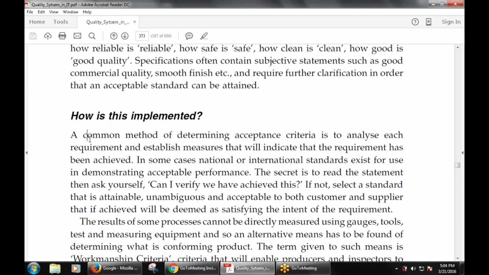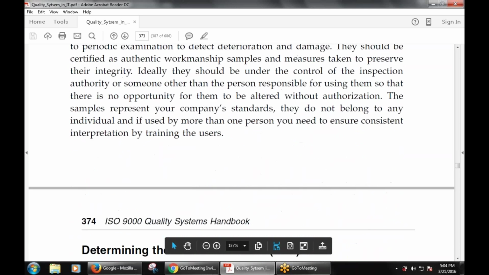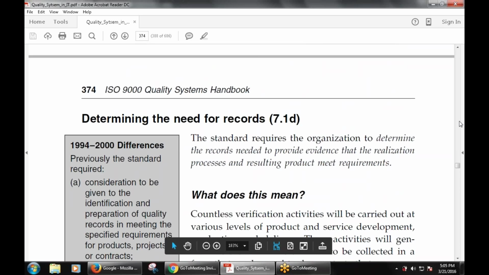How is it implemented? A common method of determining the acceptance criteria is to analyze each requirement. That means analyzing what data will indicate that the requirement has been achieved or not. In some cases, national or international standards exist for use in demonstrating acceptable performance. The secret is to ask yourself, can I verify we have achieved this? If I am able to get the answer, that means everything is okay.